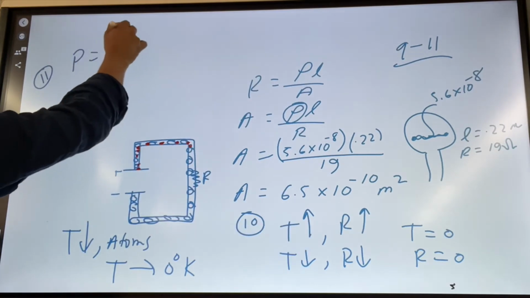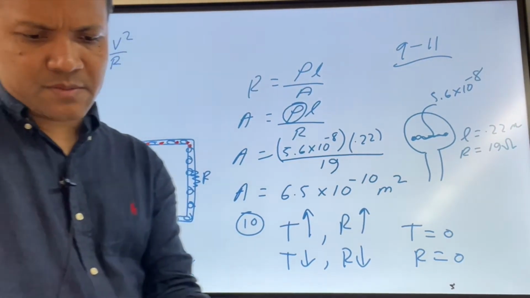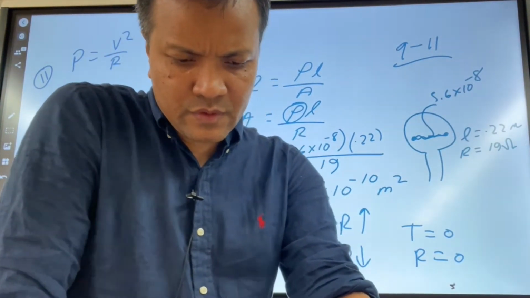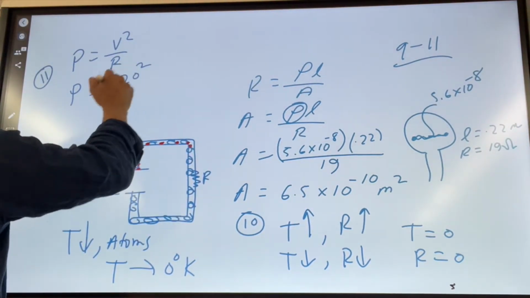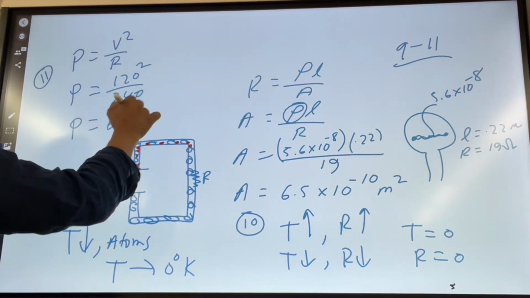Power is V square over R. So power, V square would be, what is the V square given? V is 120, squared, over 240. So power is 60 watts.